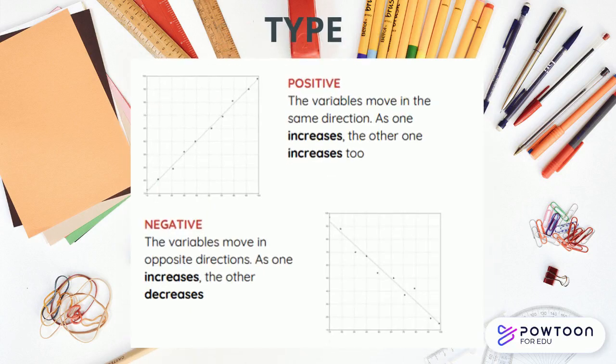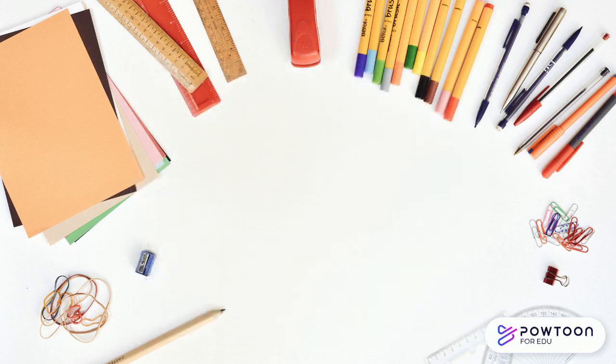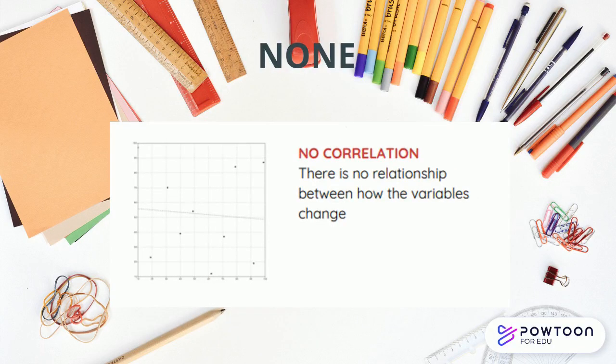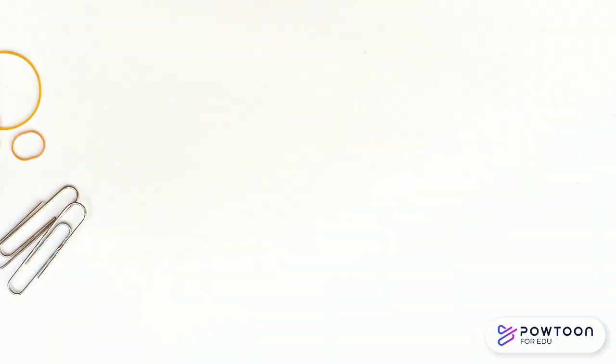In the top graph, a positive type is when the variables move in the same direction. As one increases, the other one increases too. In the bottom one, a negative type is when the variables move in opposite directions. As one increases, the other decreases. This is an example of when there is no correlation. There is no relationship between how the variables change.